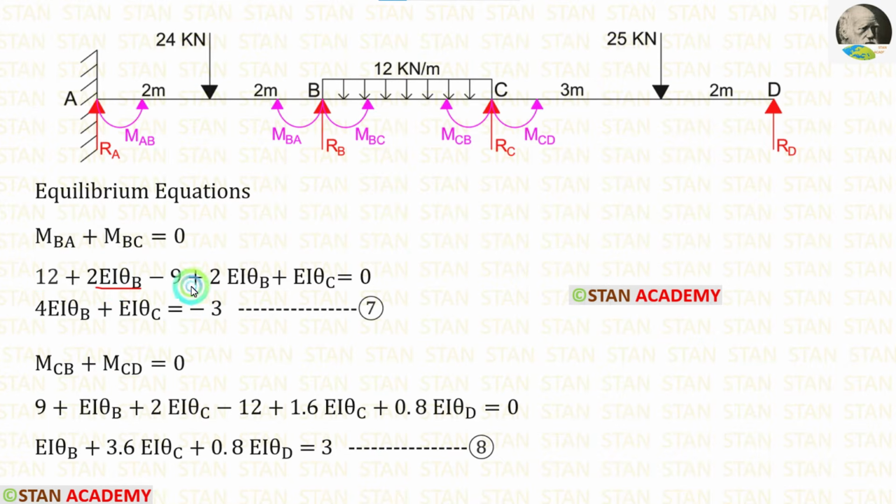Then let us add these two values. After adding, we are getting 4 theta B. Finally, we have made the second equilibrium equation. Let us keep this equation as number 7.